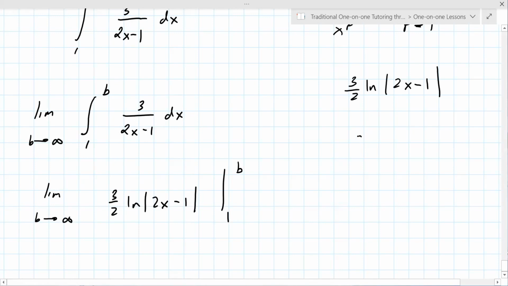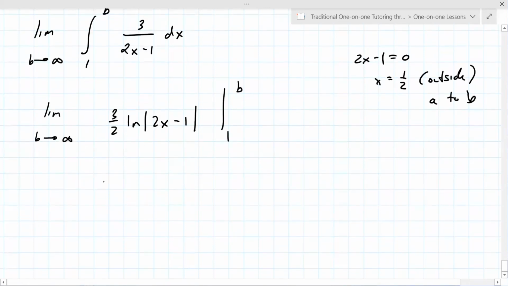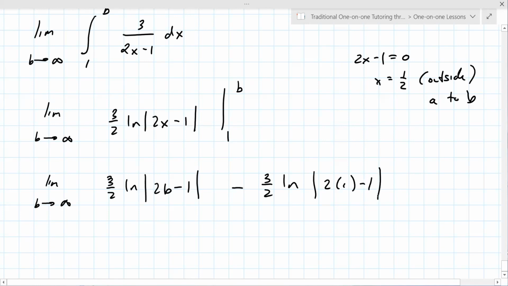Notice that 2x minus 1 equals 0 when x is 1/2, and this is outside the interval from a to b, so you don't have to worry about it. They could really mess with you by incorporating both. So this is 3/2 natural log of 2b minus 1 minus 3/2 natural log of 2 times 1 minus 1. The one with the number in it, you don't even need to deal with until you figure out whether this part converges or diverges.